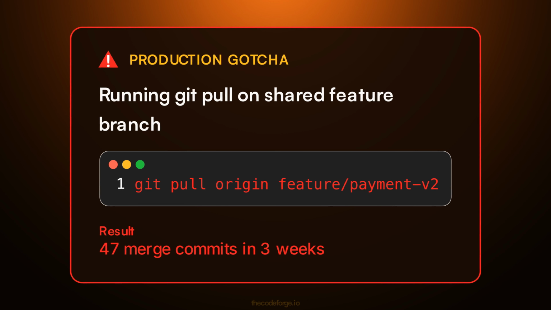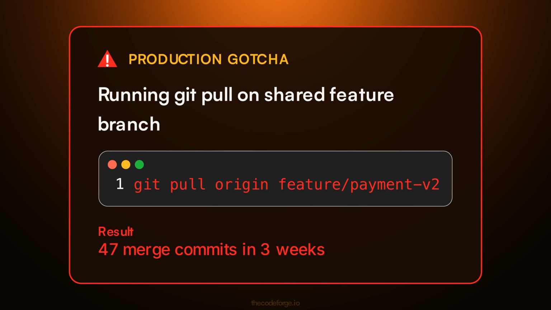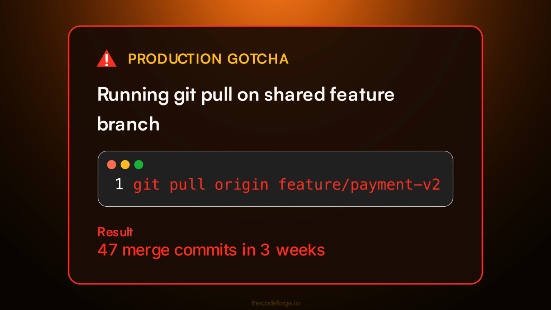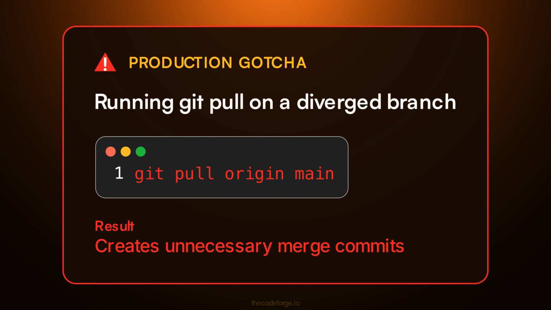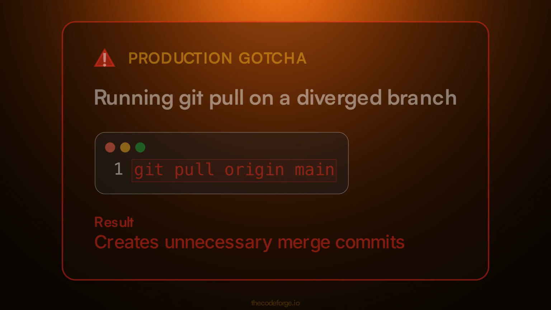This is the exact command that caused the incident. Running git pull on a shared feature branch with multiple developers creates merge commits every time the local branch has diverged. The fix is to use git pull --rebase or configure pull.rebase true. When your local branch has commits not on the remote, a default git pull creates a merge commit. On shared branches with multiple developers, this multiplies rapidly, polluting history.